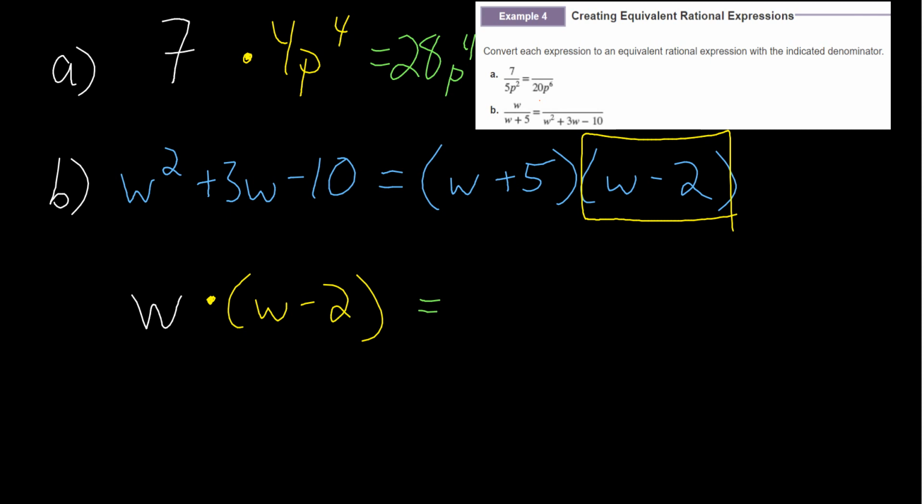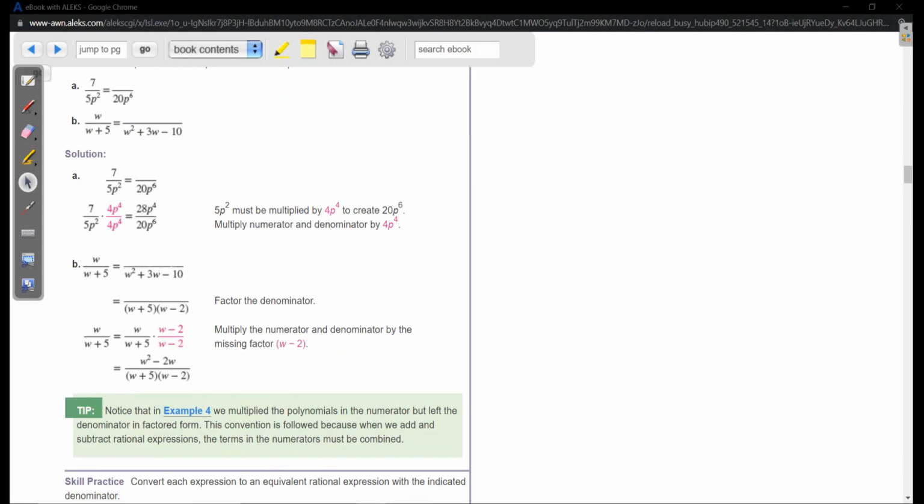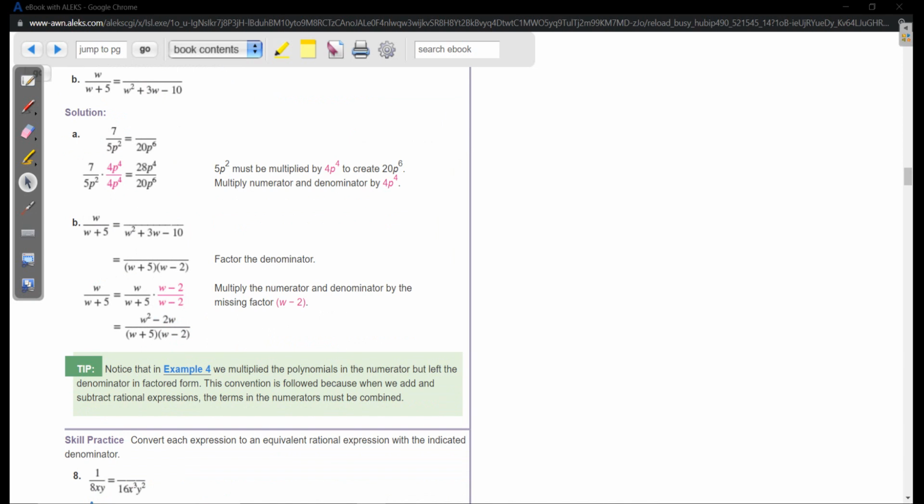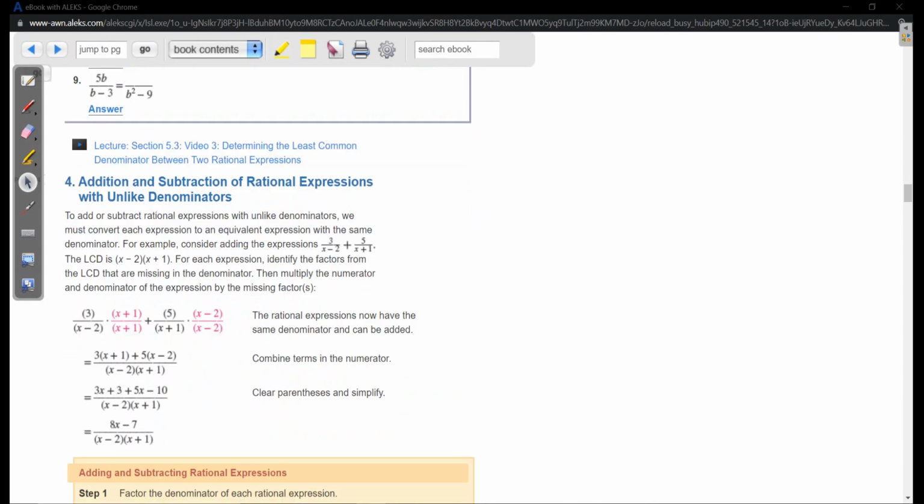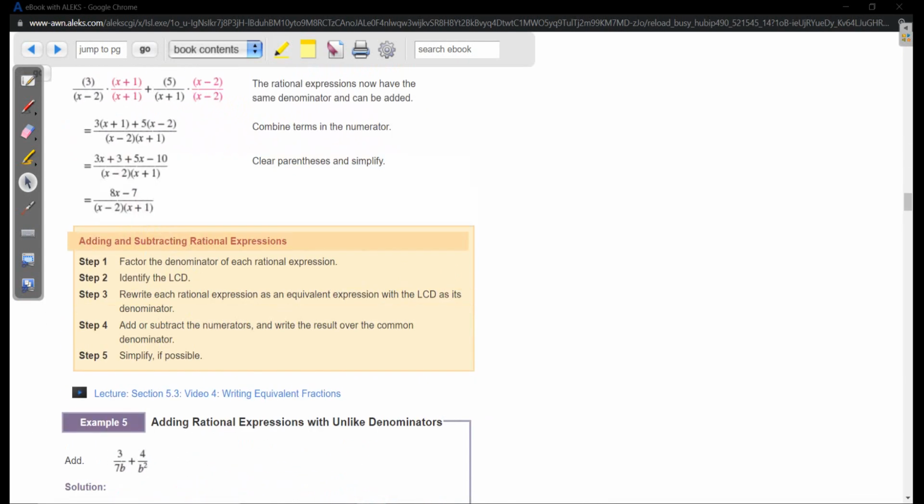Honestly, I don't suppose I have to distribute here. Let's see if the textbook actually distributed. Okay, they did distribute, so let's go ahead and distribute as well. That's w squared minus 2w.